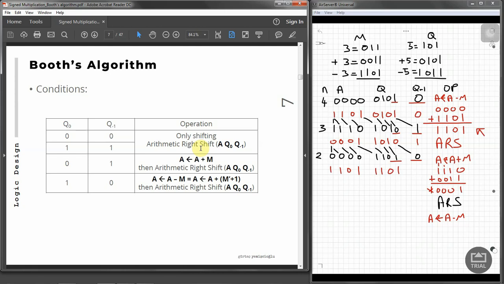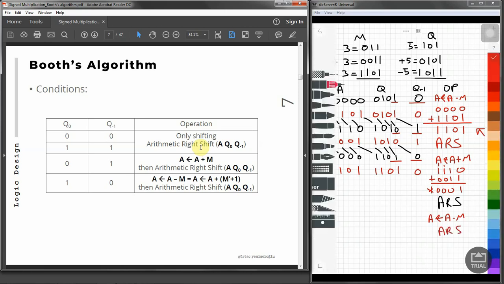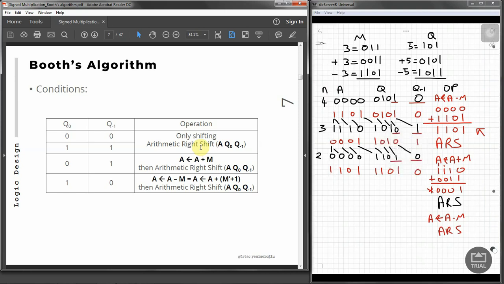And our Q minus 1 is 0. So now we have got a new value that we need to shift. To perform that shift, we need to have arithmetic right shift. That means we need to keep the first bit as it is, then shift it to the right as well. That will be shifted. That will be 0 1 1 1 0 1. And now we have got the new value, and our n is 1.